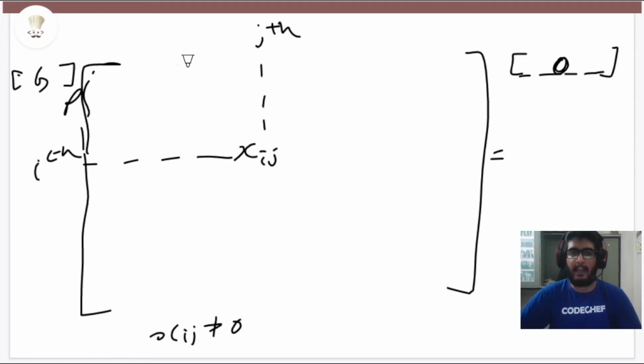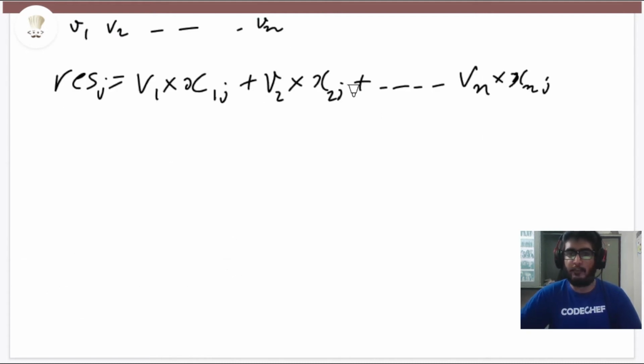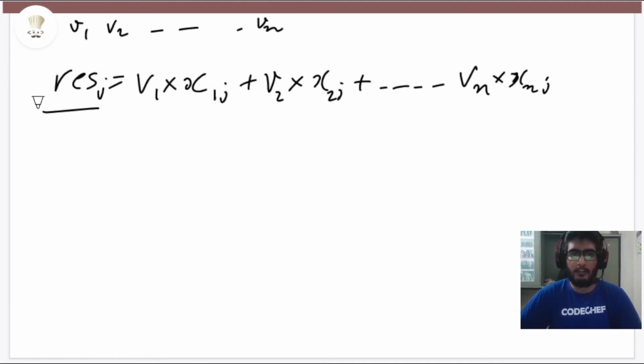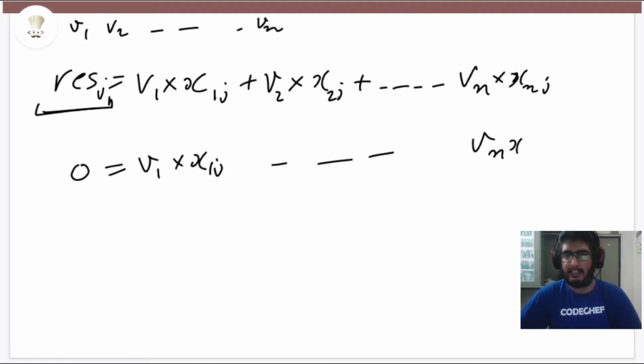These x values are the values in our matrix P. The first row jth column element is x1j, and the nth row jth column is xnj. We are assuming that xij is non-zero here. This resultant j value is equal to v1 into x1j plus v2 into x2j, and so on up until vn xnj. Let us assume that this resultant element is 0, as we are analyzing this case right here. So this resultant j value should also be equal to 0: v1 into x1j, and so on up until vn xnj.